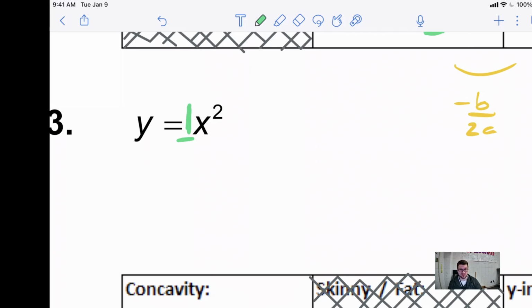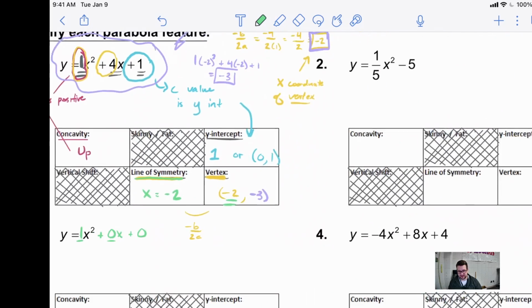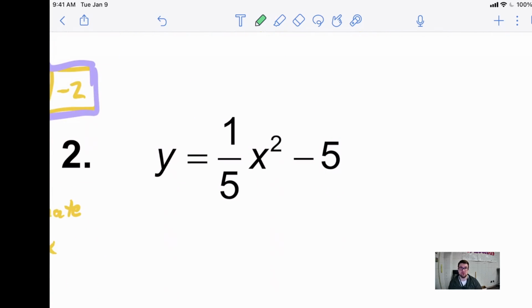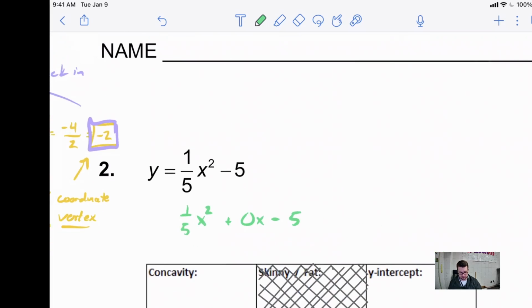Now, since we don't have any x's, we can say plus 0x to fill that spot and to give us a b value to work with. And then since we don't see a c, we can also say plus 0. So you want to add in those extra missing pieces if you see them. So up here, for example, on number 2, which is one of your problems, I'm missing that b value. So the first thing I want to do is to come over here and fill that in, right? Once you fill that in, then you're like business as usual. You can continue on with what you know.